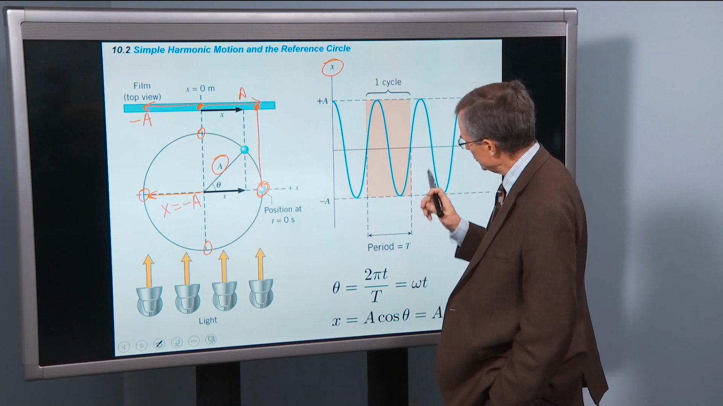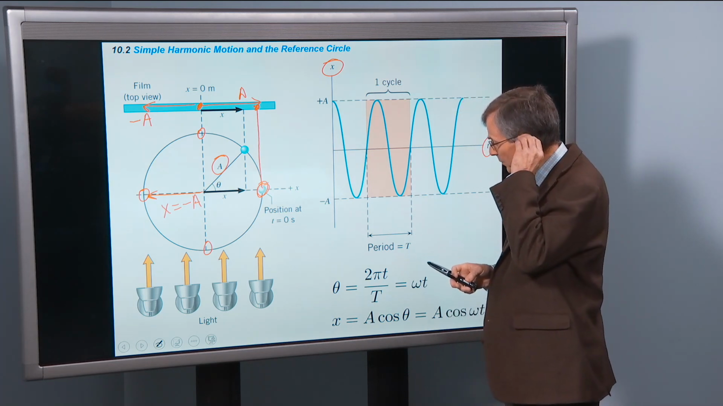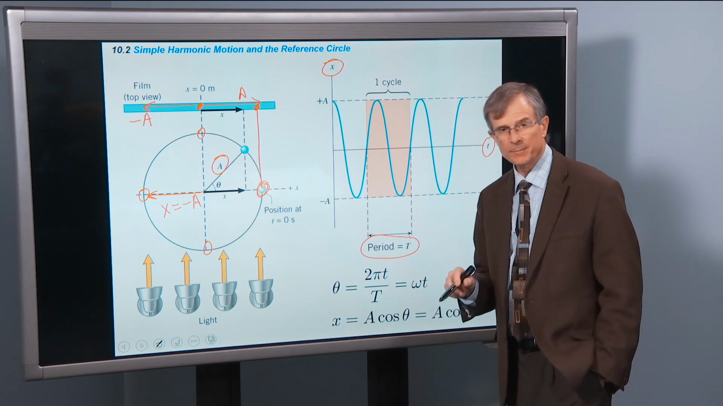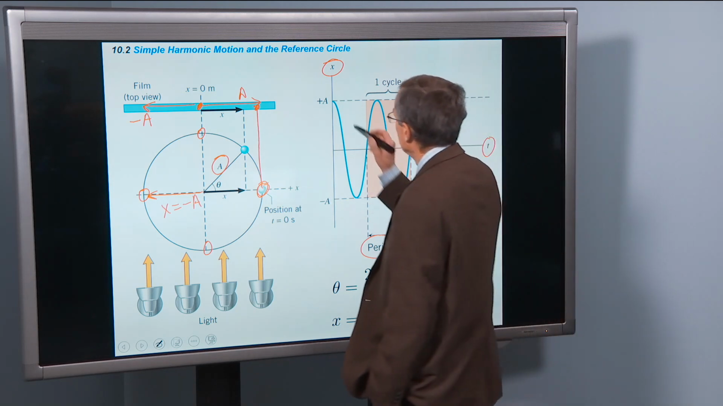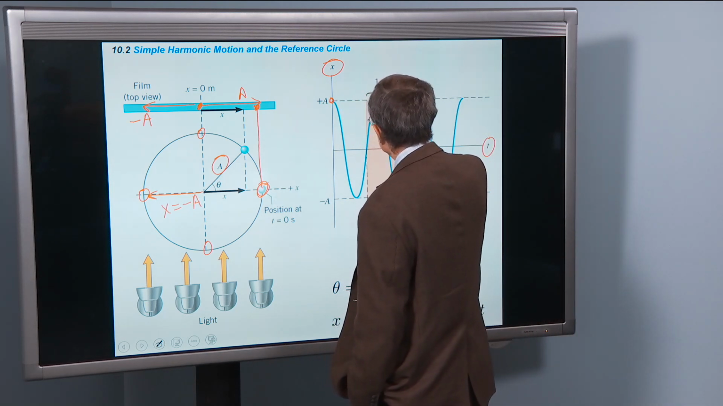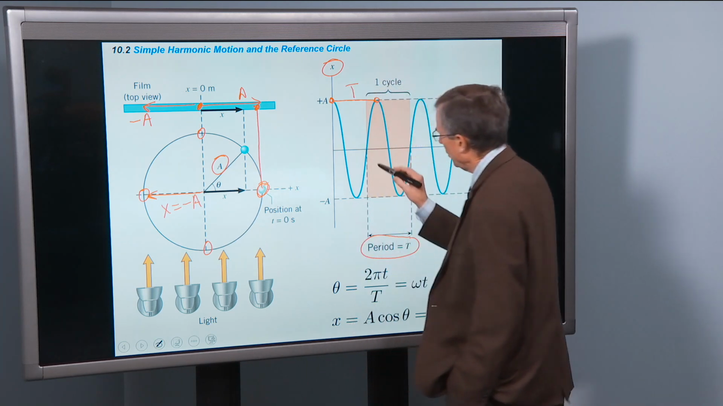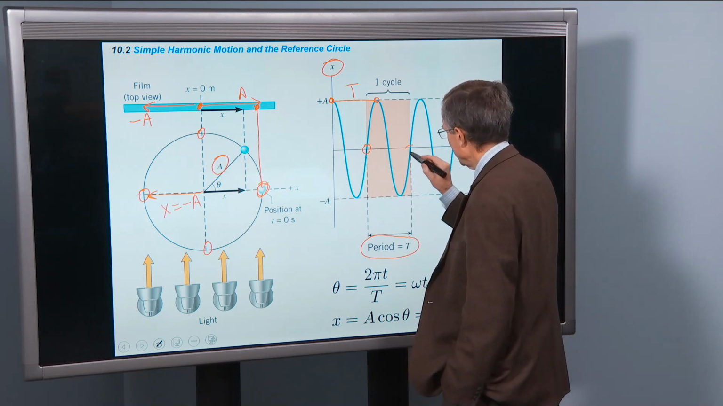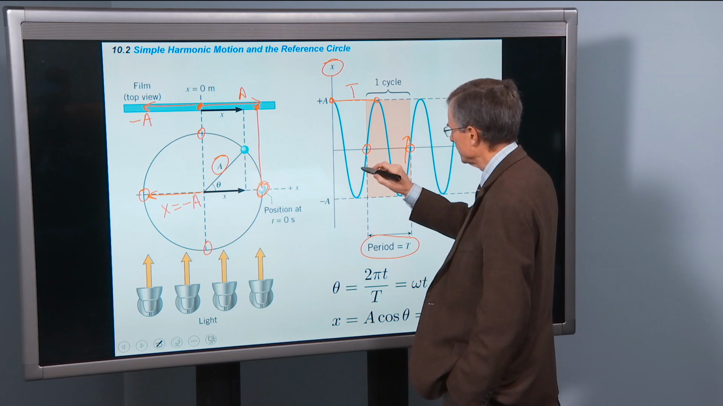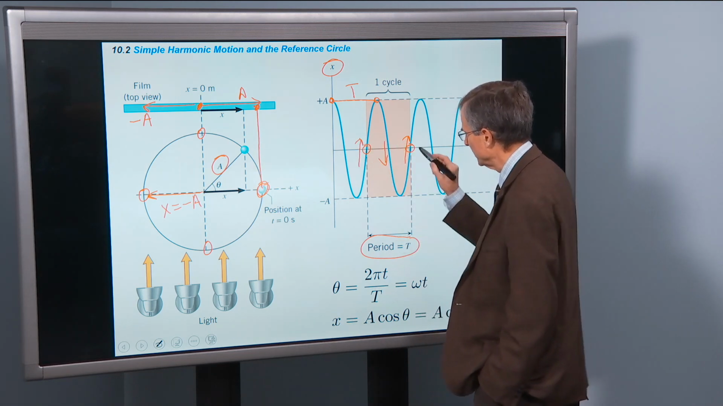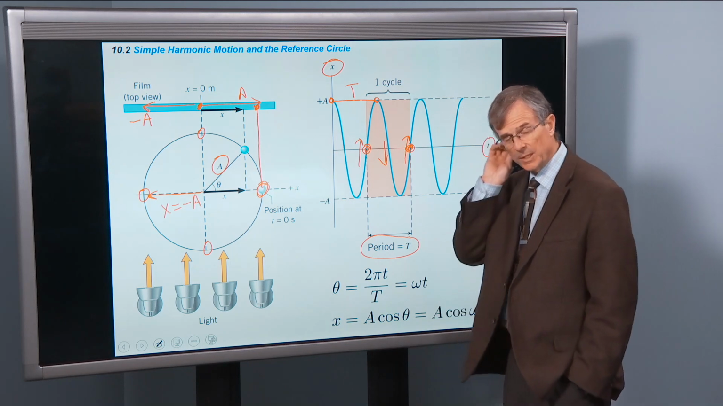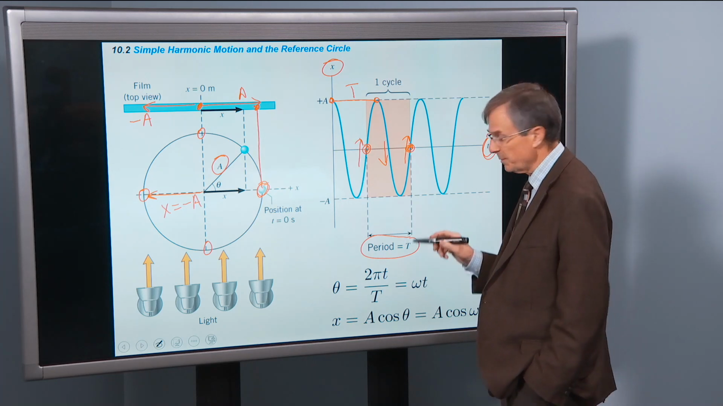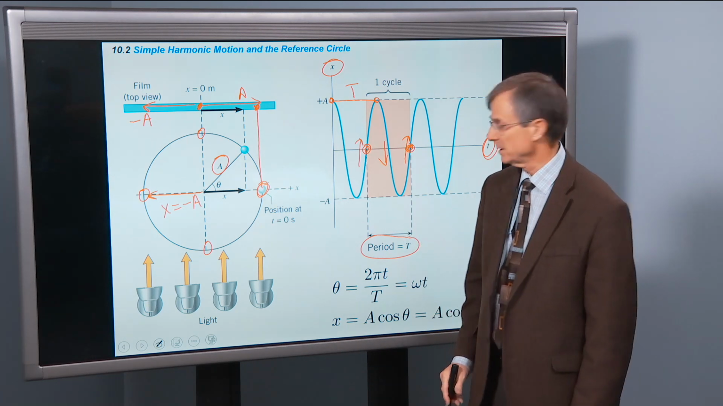And just as we've done with uniform circular motion, we define the period to be the time required for one complete oscillation. So start here and go here, and that will be the period. Or you start as it's crossing the axis right here, and again where it crosses the axis in the positive direction. Here it's crossing the axis in the negative direction. So to go from here to here also gives the period of one cycle. Remembering that this is the time axis, and the period is the time for one complete oscillation.